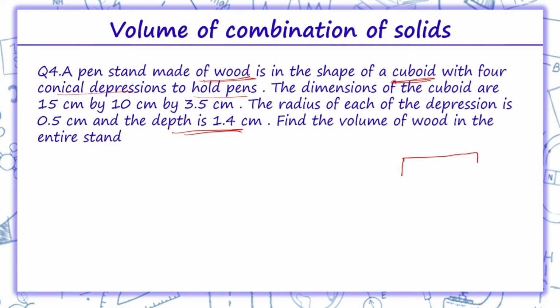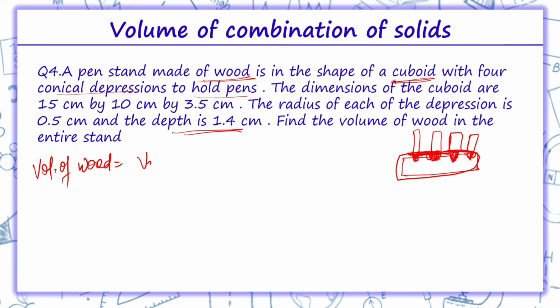Now see, as this is a cuboid shape, pencils are held over here like this. So if we have to find the volume of wood contained over here, it will be the cuboid minus this conical portion of the pencils. So the volume of wood present in the entire stand will be the volume of the cuboid minus the volume of four cones.